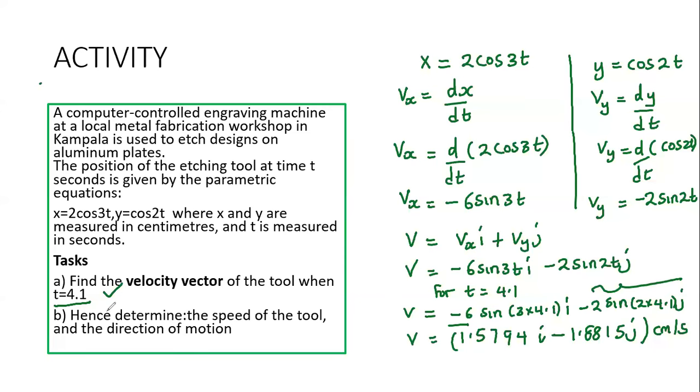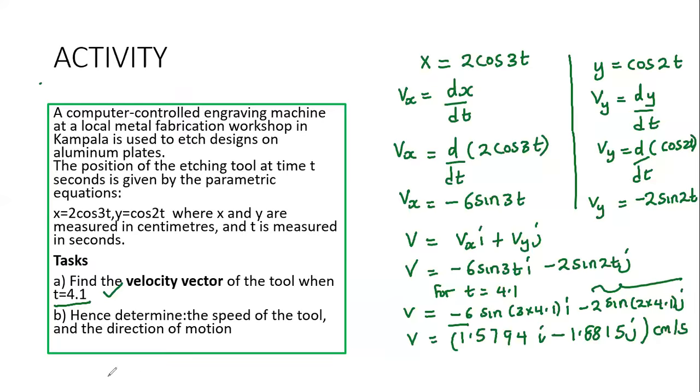Now, after part A, they told you hence. Whenever you hear the word hence, it means that from the previous answer you have been able to obtain, continue from there. Don't do any other thing. Continue from where you have ended. From where we have ended, they're telling us to determine the speed of the tool.